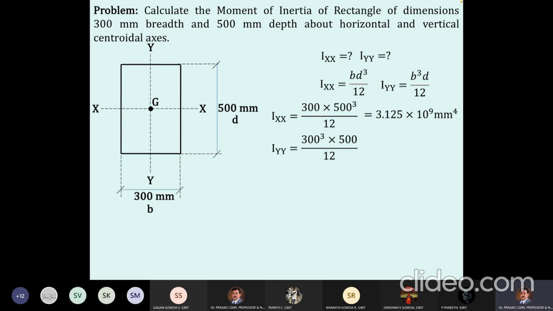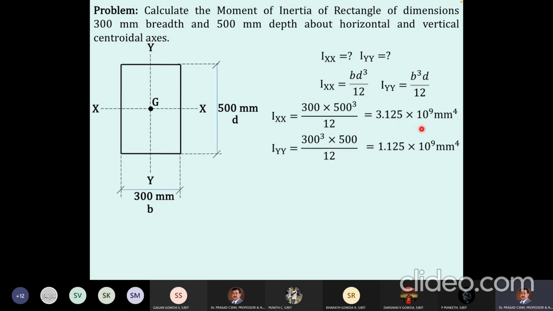And here Iyy will be equal to what? B cubed D by 12. Breadth is 300 mm, so you can't get the same answer. As we see here, we get a higher value for Ixx, because the depth is more about the horizontal axis. More depth is why we get Ixx as more.